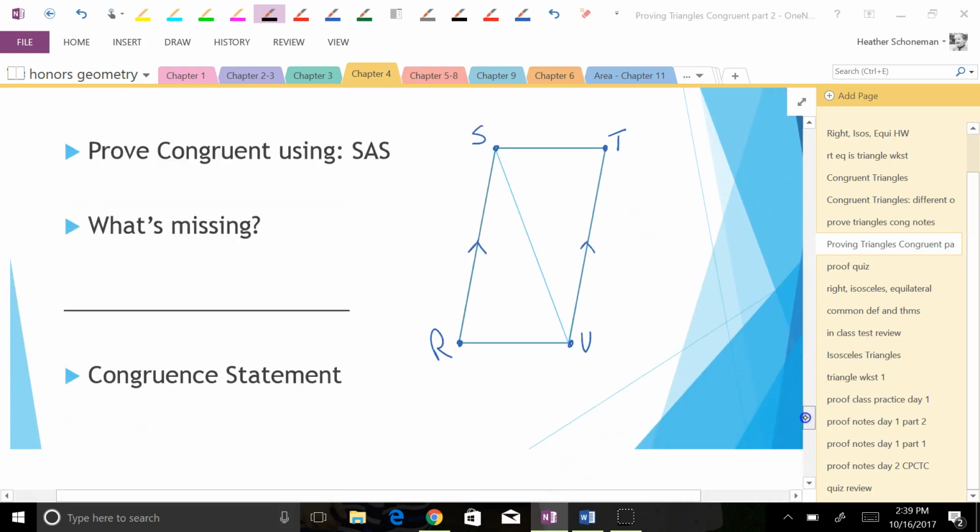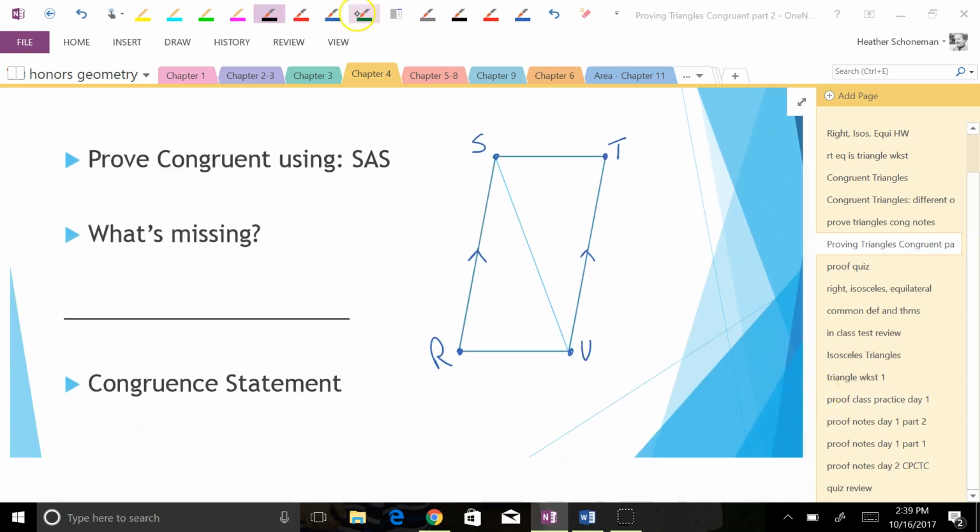Next one. Side, angle, side. Okay, let's see what I know. Well, I've got a side in the middle. I can take care of that. Nothing else is really marked on the picture because these arrows mean parallel. But if it's parallel, then that means I've got an angle.